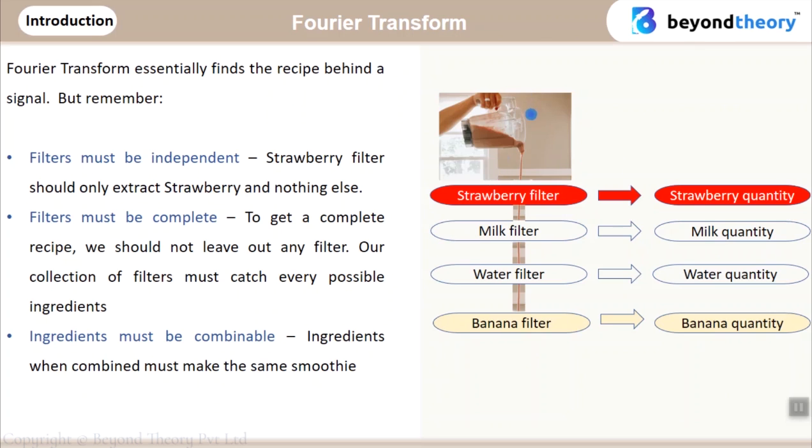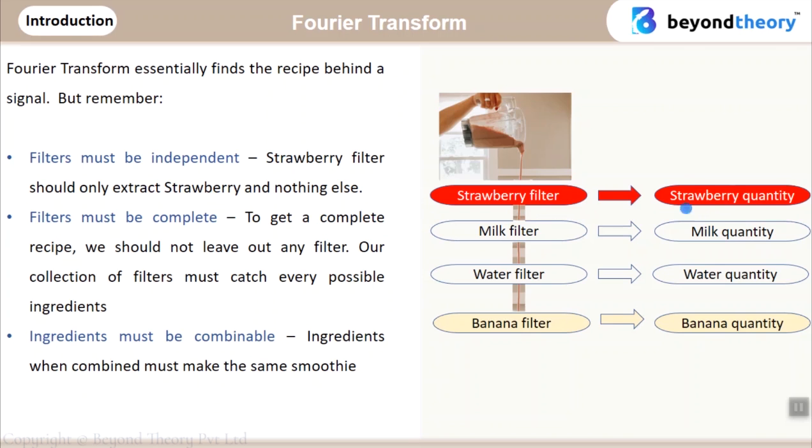Now there are some interesting properties of these filters which need to be satisfied in order for these filters to be effective. The first thing is these filters must be independent. A strawberry filter should tell you the quantity of strawberries only. It should not tell you the quantity of milk. Then you're actually losing out on how much strawberry you have, because you're going to get a mixture. So each Fourier transform filter should tell you about only one wave and not a mixture of waves.